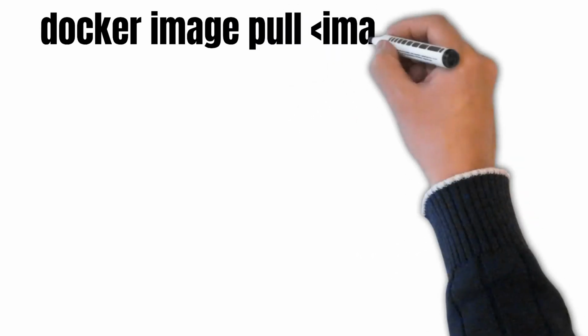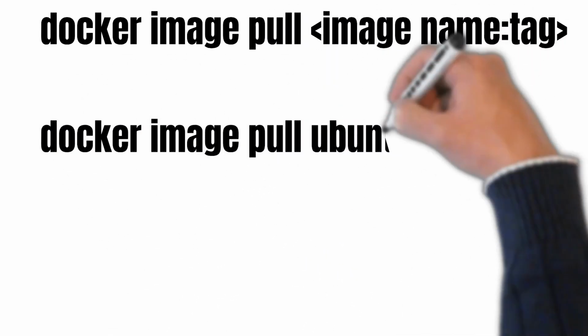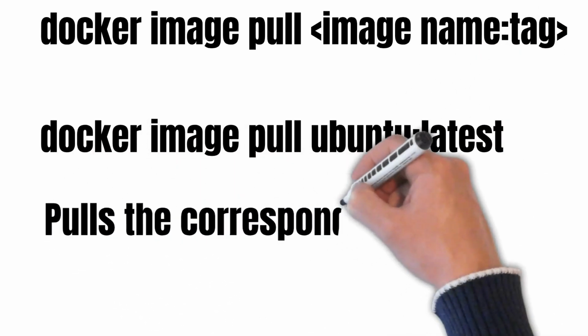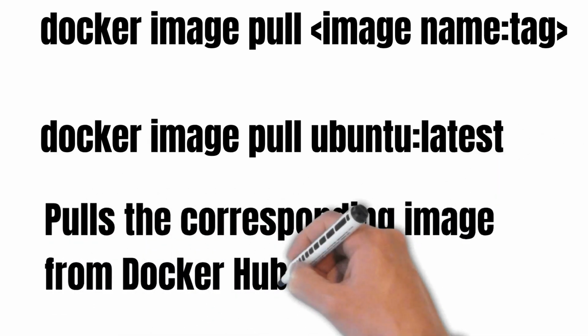The second command here is docker image pull followed by the image name and its tag. For example, we write docker image pull ubuntu:latest. Basically, it pulls the corresponding image from the remote Docker Hub servers onto our local Docker engine.